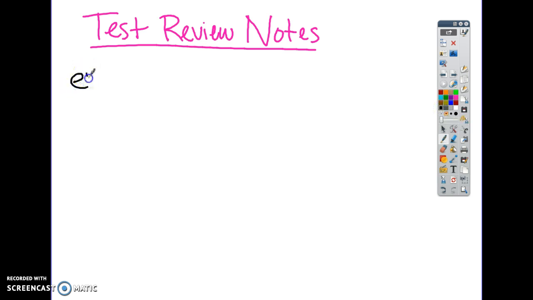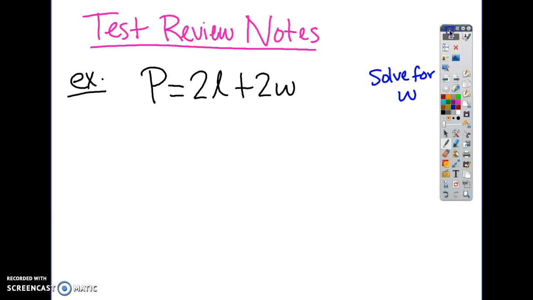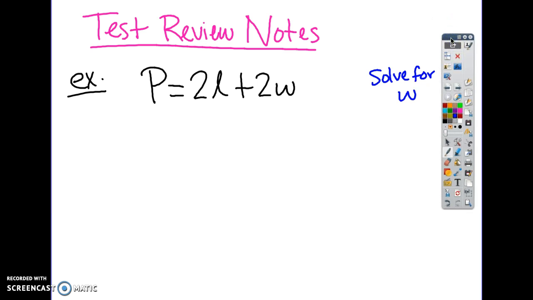So if you see a problem like this on the test, P equals 2L plus 2W. Remember, this is a literal equation because it has more than one variable. And it tells you to solve for W. Or let's say it tells you what is the equation that will calculate W. It means the same thing. That means solve for W.